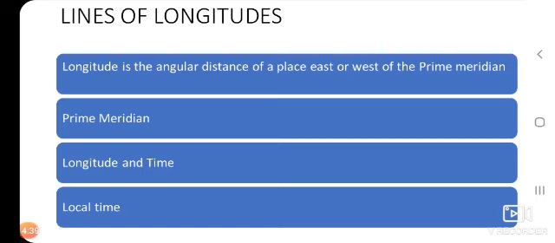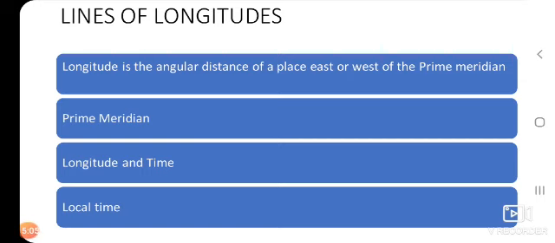So, children, what are longitudes? Longitudes are imaginary lines, measured as the angular distance of a place east or west of the prime meridian. The prime meridian is the line of longitude whose angular distance is defined as 0 degrees, and it passes through Greenwich near London.